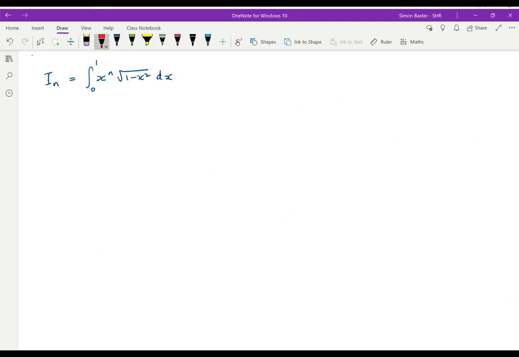Let's have a look at this one. It looks very similar to the previous one, but I've got 1 minus x squared now in the square root sign. I would like you to pause the video and see if you can sort this one out for yourself. You should be aiming to use integration by parts, and remember it is a reduction formula.